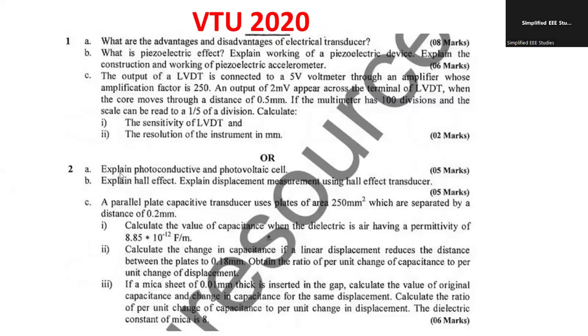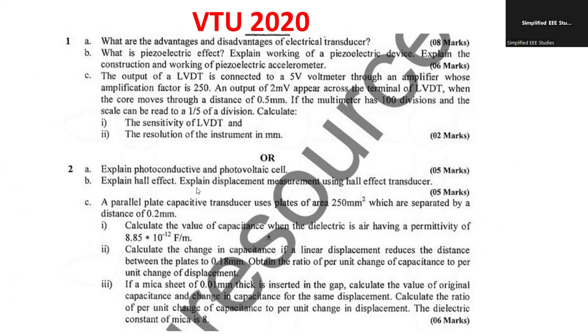Question number 2A. What is photoconductive and photovoltaic cell? Both work just like opposites. It carries 2.5 plus 2.5 marks. A diagram with a brief explanation is expected. If you have any relevant equations, try to highlight the equations as well. They will give the weightage.